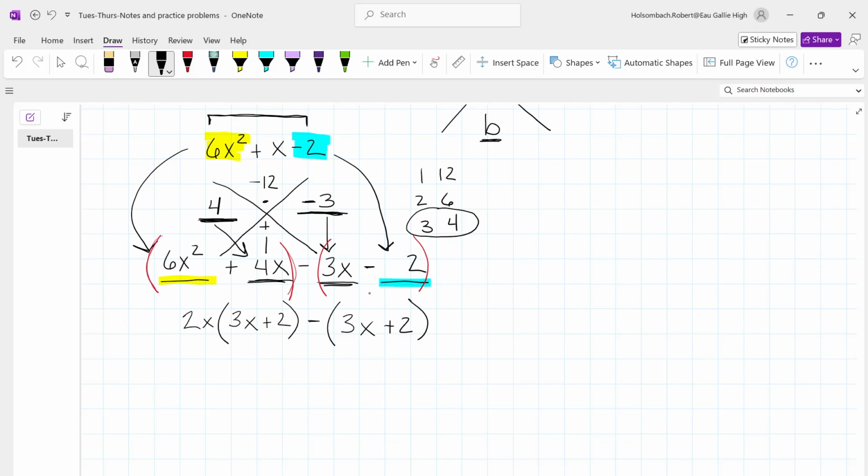So now, here's what your factors are. This 2x and whatever's in this position are your first binomial factors. And then this and this are your second binomial factors.